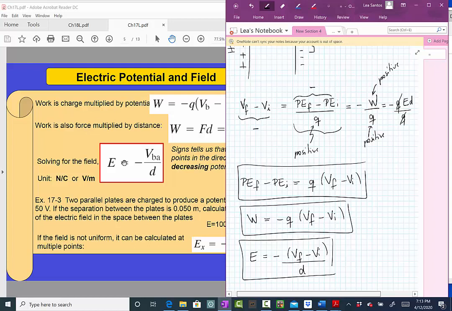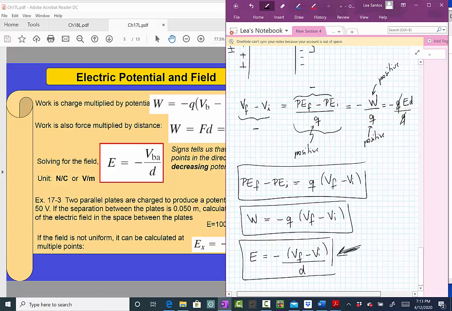Okay, some comments that are important here. What is the unit for electric field? In chapter 16, we said that the unit for electric field is Newton per Coulomb. Well, now we are saying that for the change in potential, potential is given by volts, and distance is in meters. So we can also write, and this is an equivalent way, another way to write the unit for electric field: volts divided by meter.